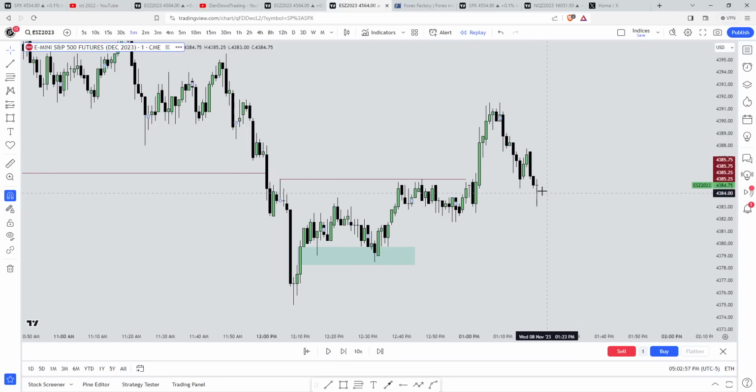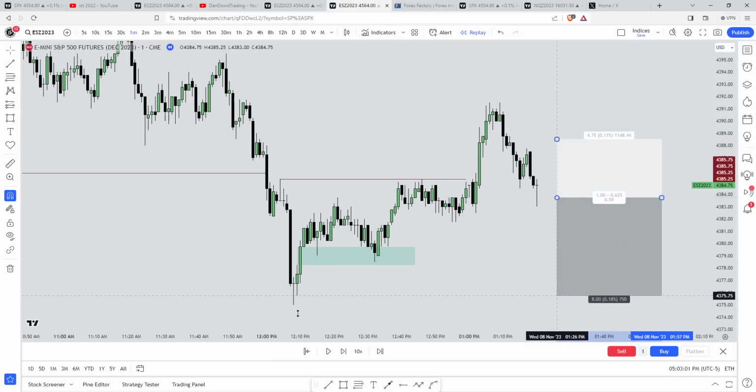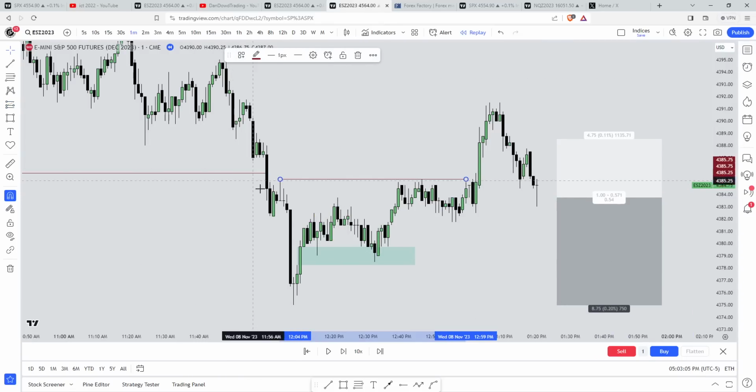So as price is retracing back down, this would be an area to long. Why is this an area to long? Because it took out sell stops on the higher time frame, created a market structure shift right here. In that price leg, we have a fair value gap. So at this point, I don't really care to long the fair value gap. For me, it doesn't necessarily have to return to the fair value gap.